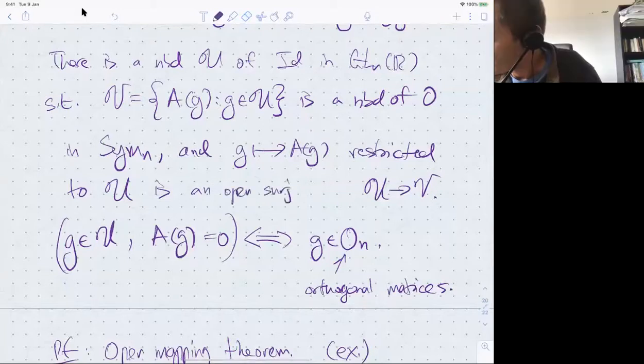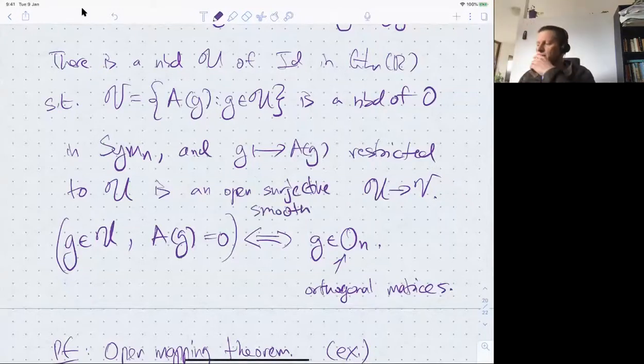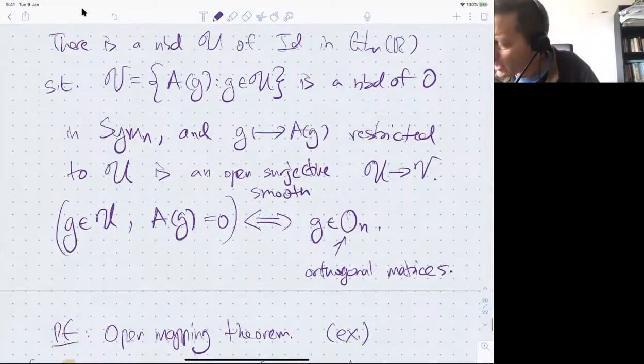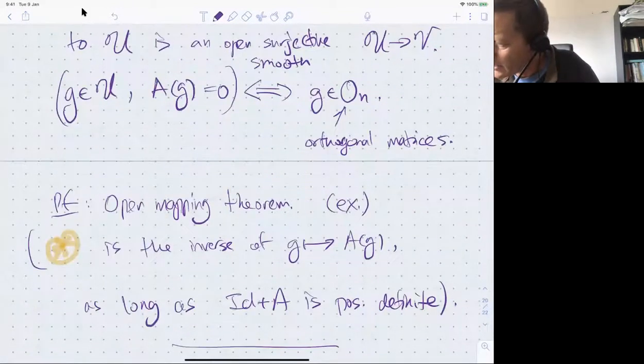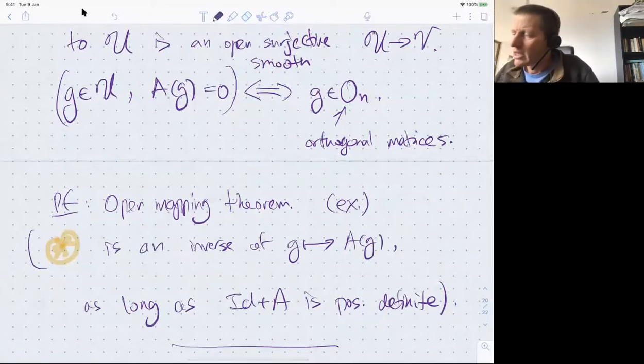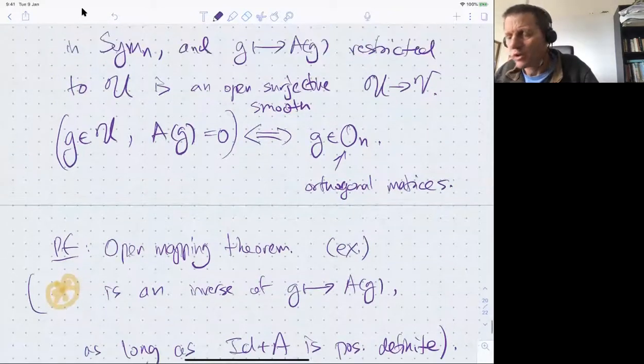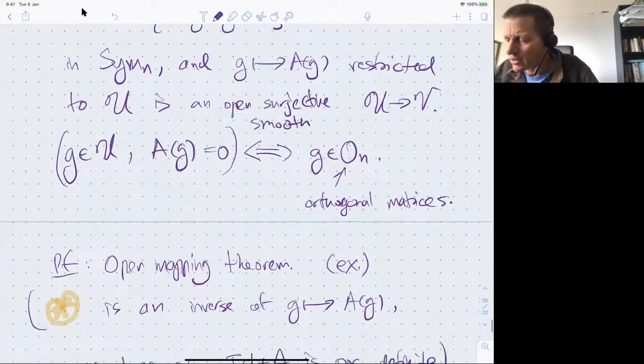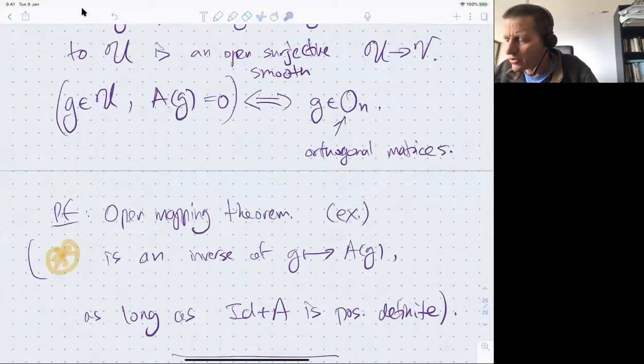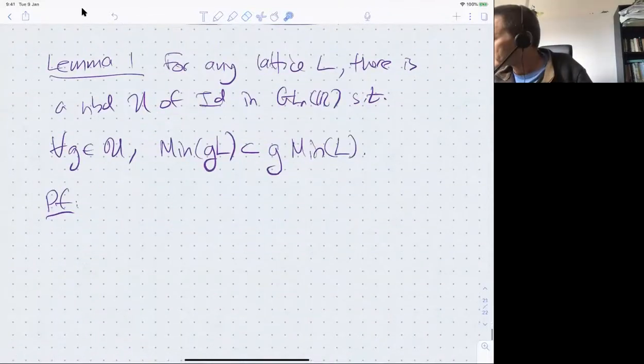Open, surjective, and smooth. And this is not the inverse, it's an inverse. This is just showing that it's surjective on a small neighborhood. This argument with this yellow color is just showing that there's a neighborhood that you get mapped onto.